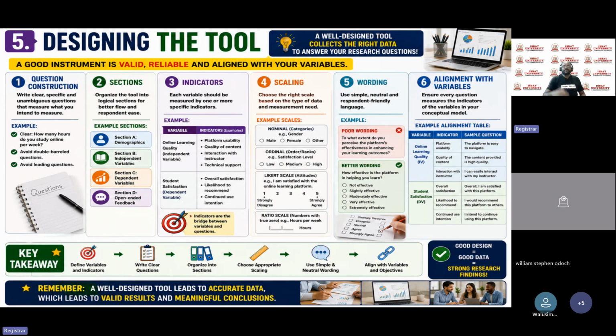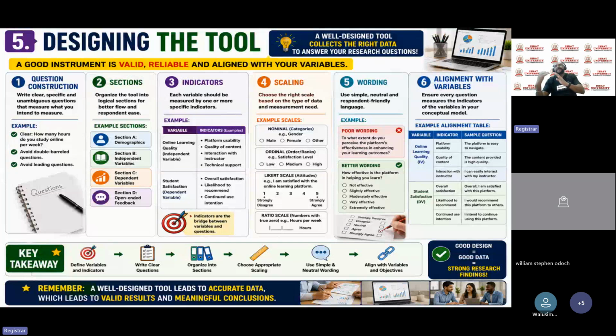If you use poor wording, that will lead to trouble, an elephant in the room, because your respondent may not be in a position to ask you, can you clarify? That will be difficult. So a better wording for the above question can be: How effective is the platform in helping you learn? And you can put options: not effective, slightly effective, moderately effective, very effective, extremely effective. So this is how we have to use the wordings. The wordings represent the question you ask and the response you expect.